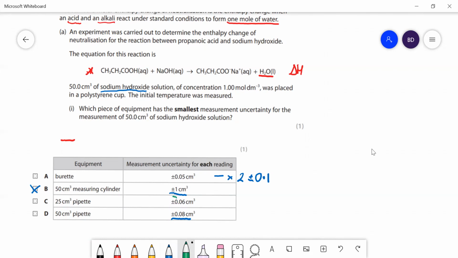And you may be tricked into thinking, oh, this one's even better still, but it's not, because look, it's a 25 centimeter cube pipette. So you'd have to multiply that by 2, because you need to do 2 lots of 25, and each time you'd have an error of 0.6. So the total error there would be plus or minus 0.12, wouldn't it? Which is bigger than that one. So the correct one there is to use the 50 centimeter cubed pipette.